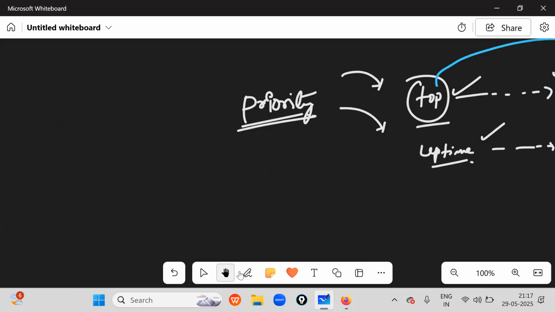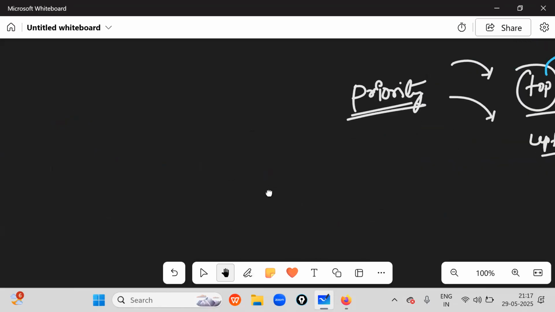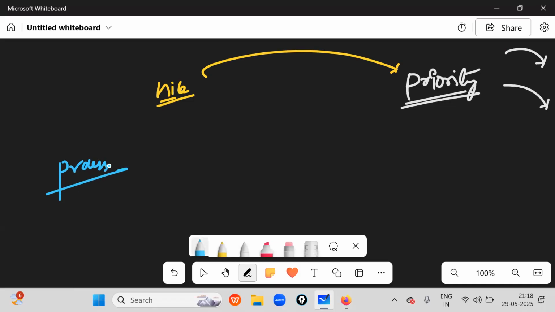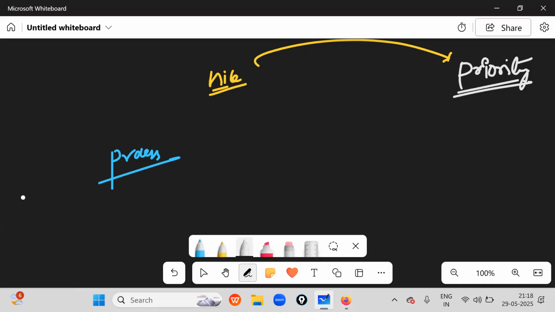Process priority. Sir, sometimes you say nice, sometimes you say priority, nice and priority. But we provide a priority for a process. A process means what? The program which is in a running state, we can call it a process.